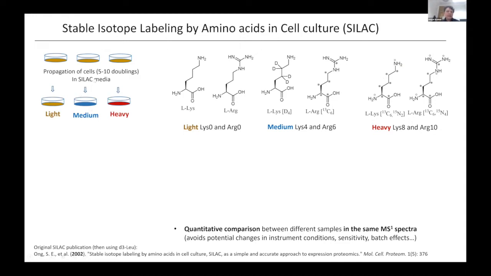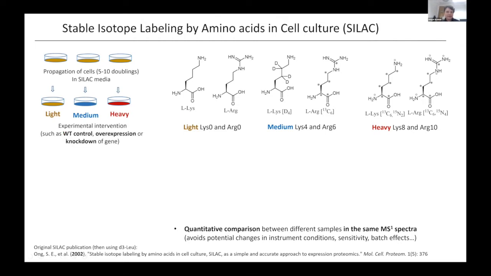So the important point now is that we need to grow the cells in media containing these other amino acids, and we probably need to propagate the cells long enough, 5 to 10 cell doublings, to give the cell population a chance to expand and to replace all of the amino acids present by their medium or heavy versions. And it's possible to check this: collect a small sample of the cell population, analyze it by tandem mass spectrometry, and check the degree of labeling.